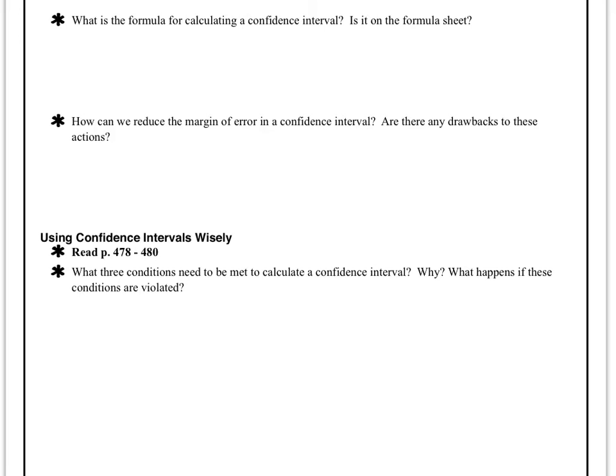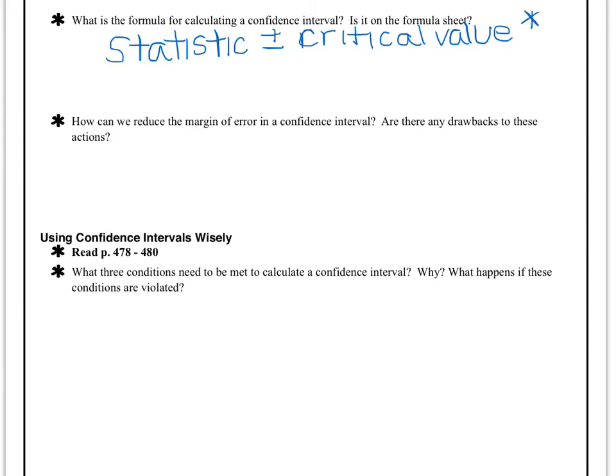The formula for calculating a confidence interval is statistic plus or minus, and you end up doing both, the margin of error, which is the critical value, which is formed by looking at the confidence level, times the standard deviation of the statistic.